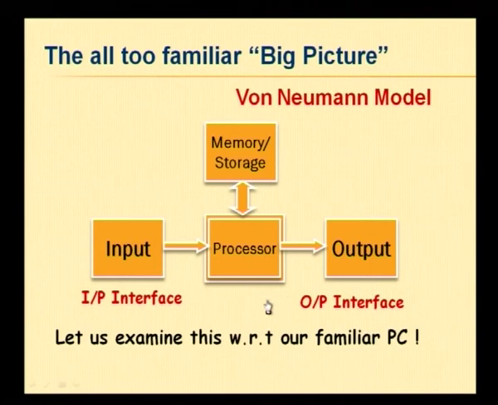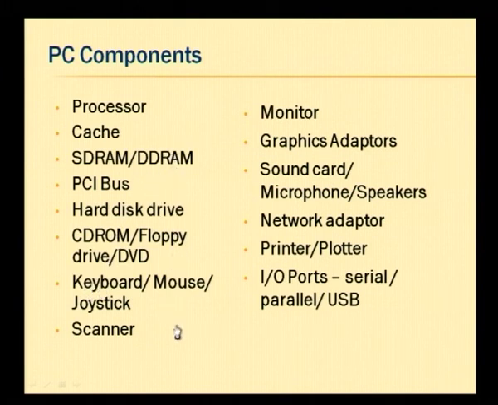Now we will take a couple of minutes to look at this picture with respect to the familiar PC that we have. Let us list down the PC components and identify which of these components map onto which of these 4 modules. I will read out these PC components. In your mind, try to see which of these map to the various components we talked about. We have the processor, the cache, then the SDRAM or DDRAM, the PCI bus, hard disk drive, CD-ROM or floppy drive or DVD, keyboard, mouse, joystick, scanner, monitor, graphics adapters, sound card, microphone, speakers, network adapter, printer, plotter, I/O ports, serial I/O port, parallel I/O port, USB ports and so on.